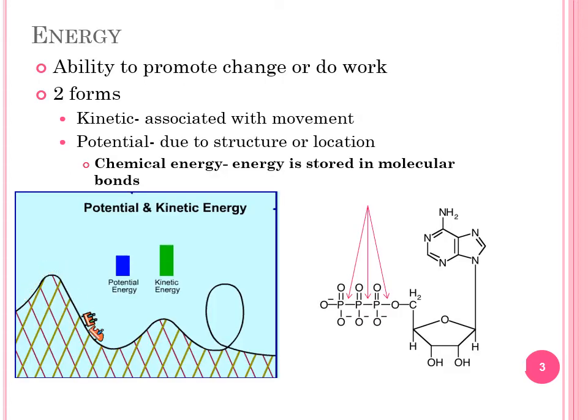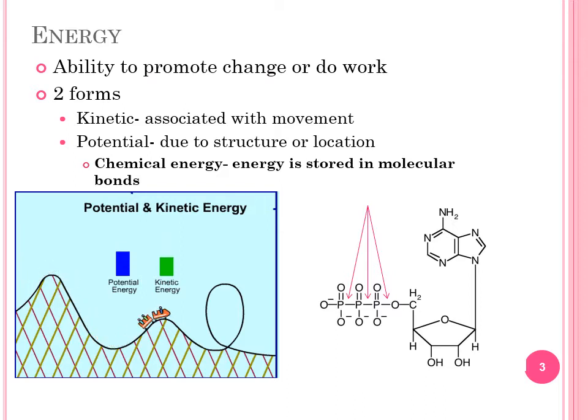Okay, so energy is the ability to promote change or do some work. There are two forms of energy. That energy can either be in the form of kinetic, which is associated with movement, or it can be in the form of potential or stored energy. And generally, when we're talking about kinetic energy, we're talking about what happens when energy gets released from chemical bonds. And with potential energy, we're talking about how energy is stored in those chemical bonds.